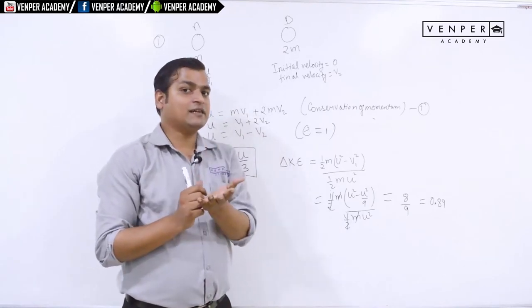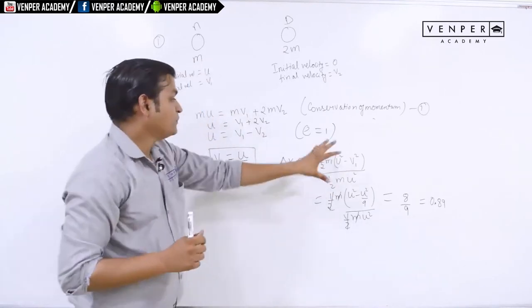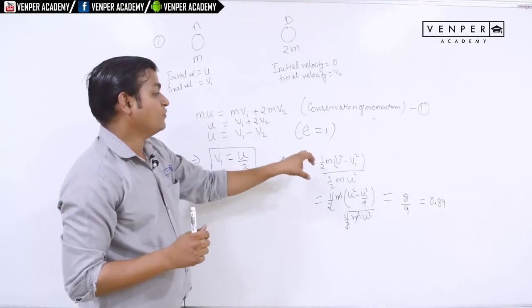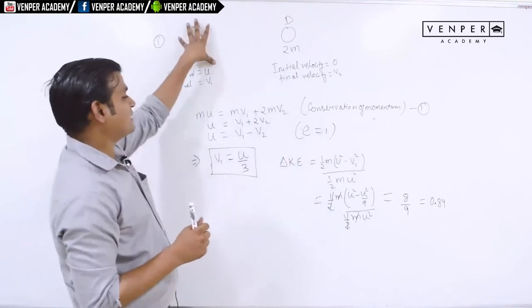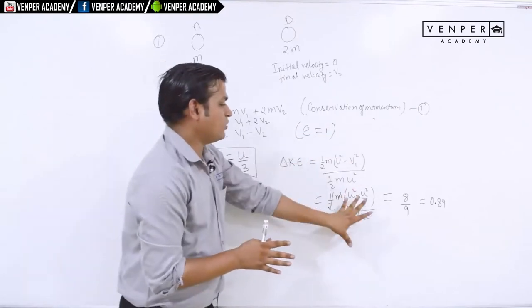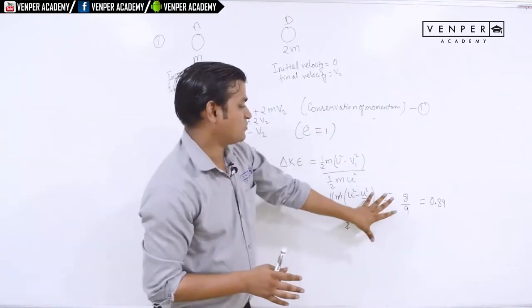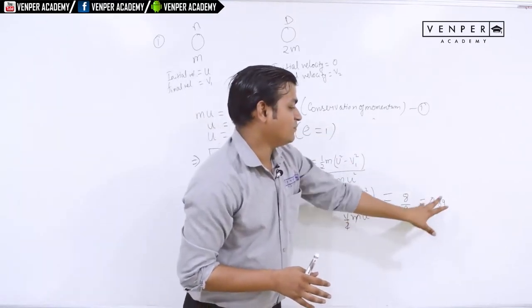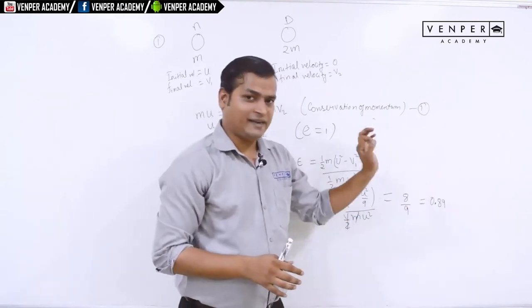In this question, they asked for the change in kinetic energy of the neutron. So the change in kinetic energy of the neutron is the initial energy minus the final energy after collision. Just solve that, and you will get 8/9, which is equal to 0.89.